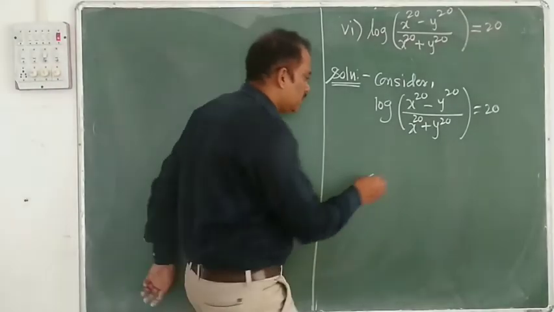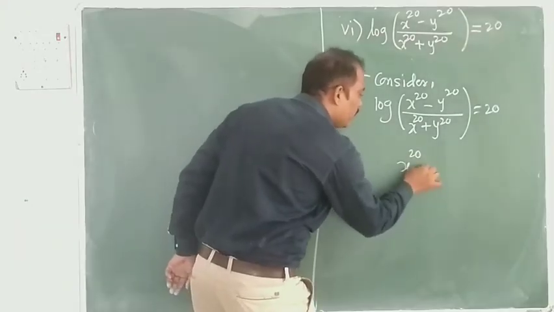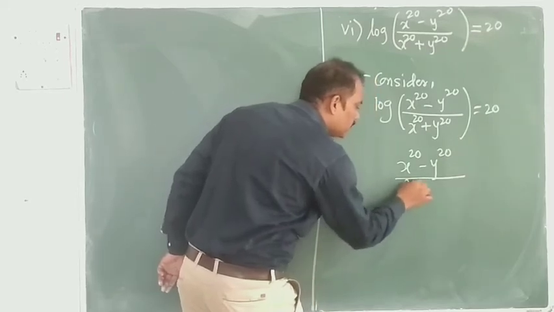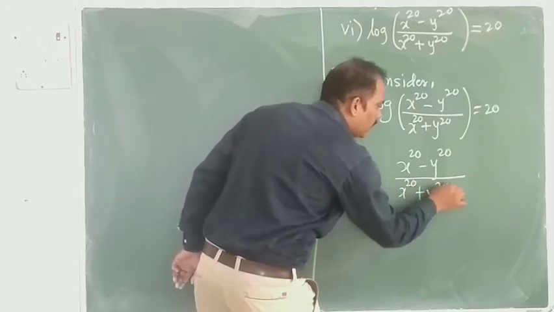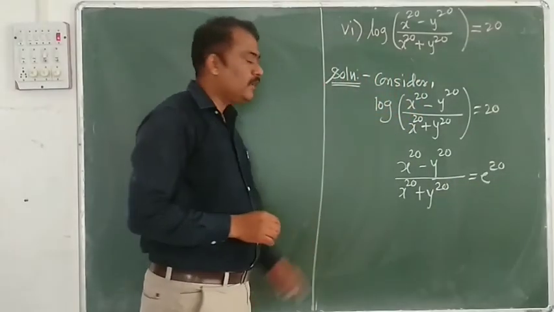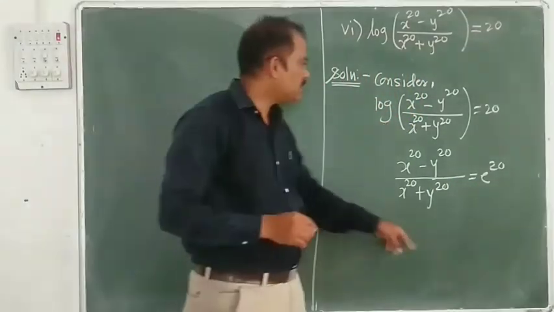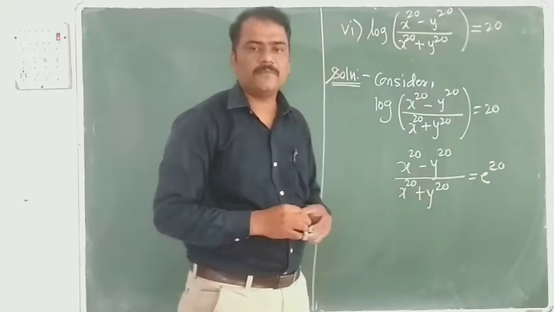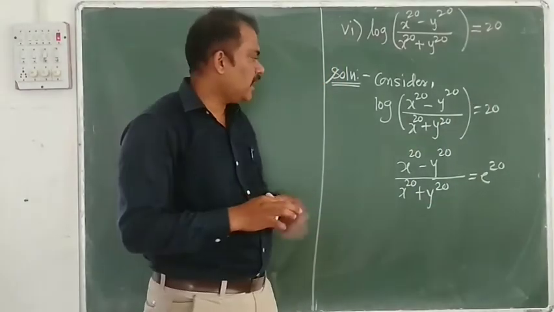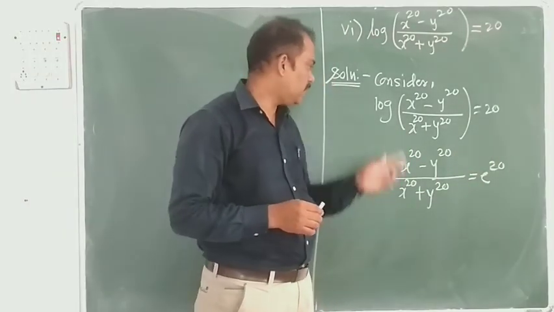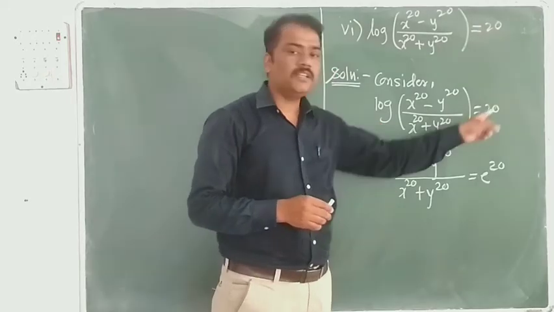So we can write (x raised to 20 minus y raised to 20) divided by (x raised to 20 plus y raised to 20) is equal to e raised to 20. The base of this log is e, and it becomes the base of the RHS. Now e raised to 20 is a constant, and we know that the derivative of a constant function is 0. That is the benefit when you transfer this log to the RHS.